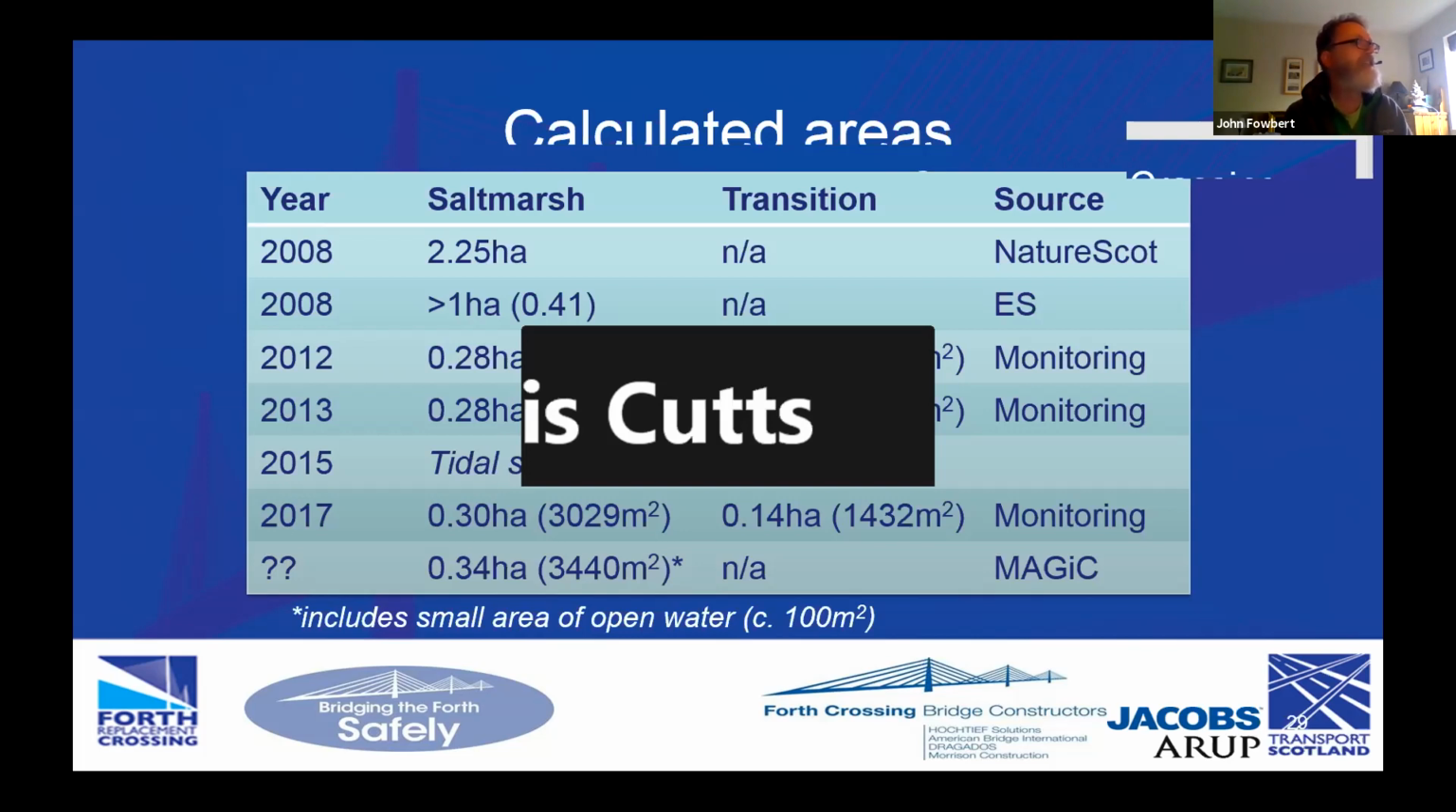So by 2017, we reckon we had 0.3 hectares of salt marsh and 0.14 hectares of the transition zone area. I did a quick check with Magic, just using the aerial photography on Magic and the quick method they have of calculating areas there, and that was about 0.34 hectares. So I was quite pleased by that time that we were getting a reasonably accurate measurement, and that's just our baseline really as to what we think the salt marsh is and how we'll continue to measure in future.